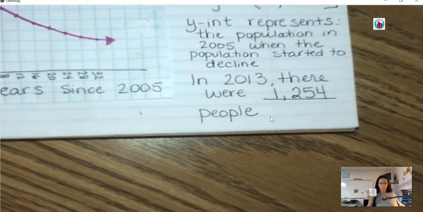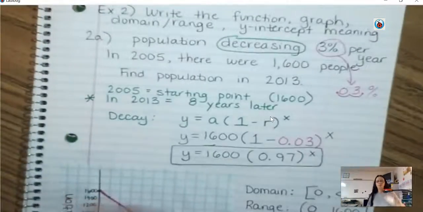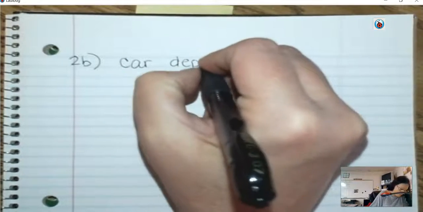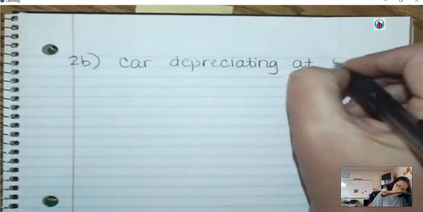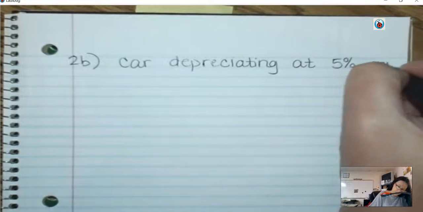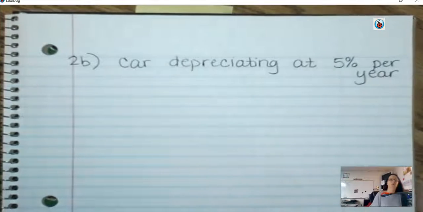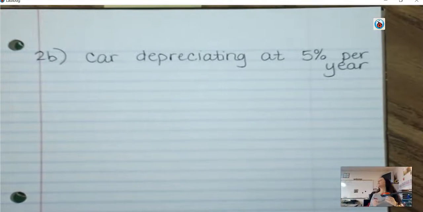Okay, we're going to do this again. So it's another decay problem. This one we're talking about a car. So most of you are familiar. You guys understand that cars depreciate in value every year. So I have a car that depreciates at 5% per year. So when you buy a car, it goes down in value every year.